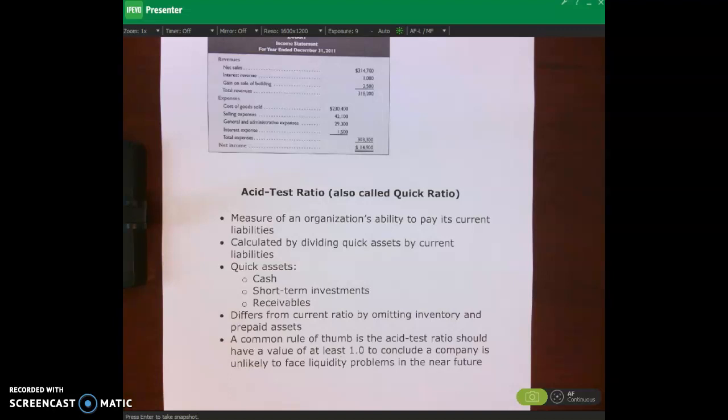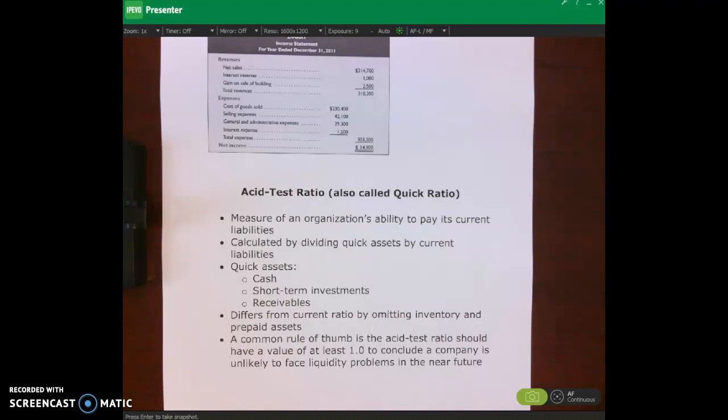So it's very similar to the current ratio. The denominator is the same, current liabilities. The numerator, though, is only those current assets that are highly liquid. So what do I mean by quick assets? It's those assets that can be quickly turned into cash. Examples are cash, short-term investments, and receivables.